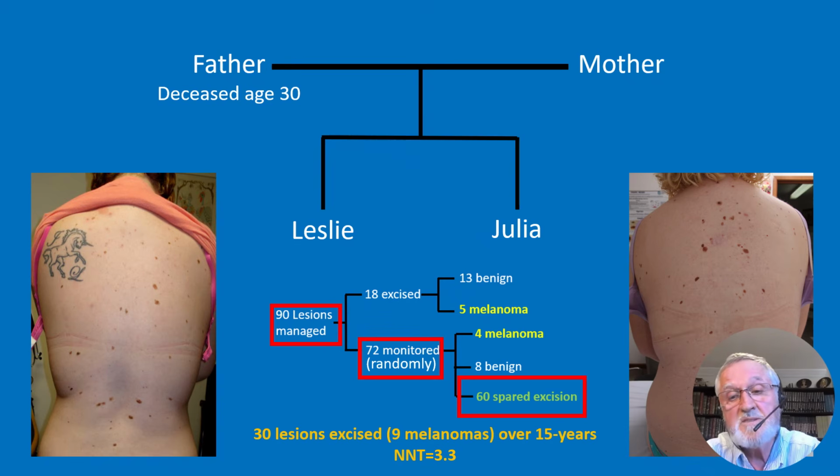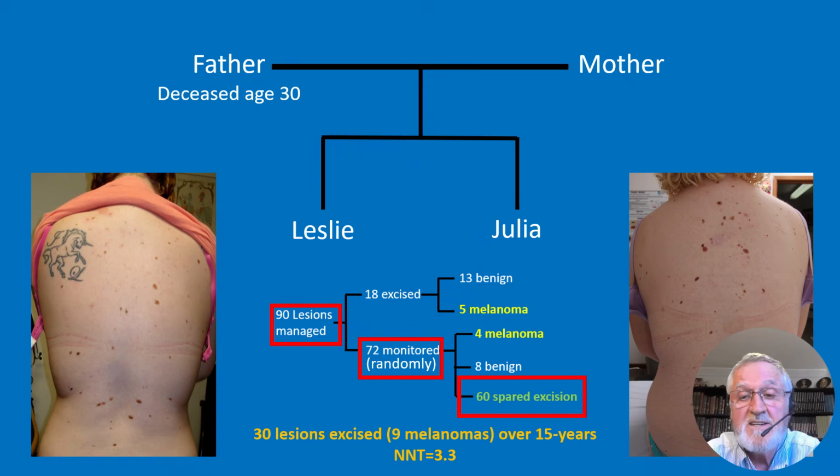And just to show you this point about specificity, over that 16 years period of time, we've managed 90 lesions, of which 18 we excised straight up, of which 5 were melanomas. 72 we monitored randomly, not targeted monitoring, random monitoring, because all their nevi looked scary. So we just randomly monitored. And of the ones that we monitored, we cut out 12. 4 of those were melanomas, 8 were benign, and 60 excisions were spared.